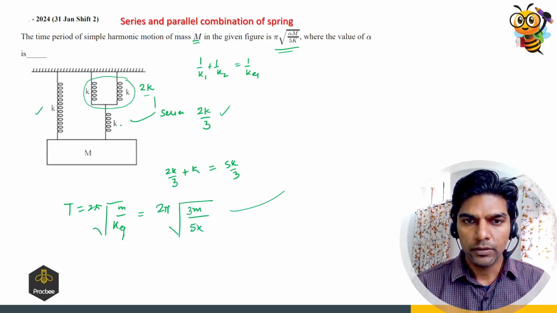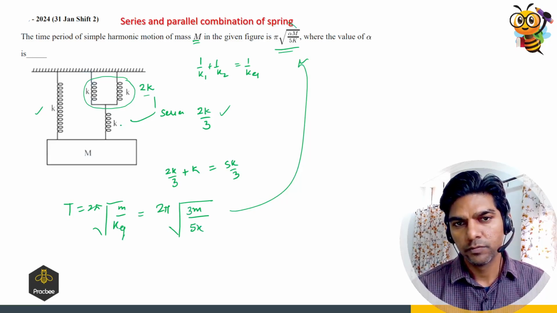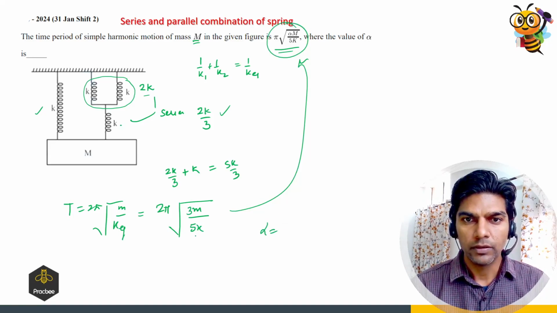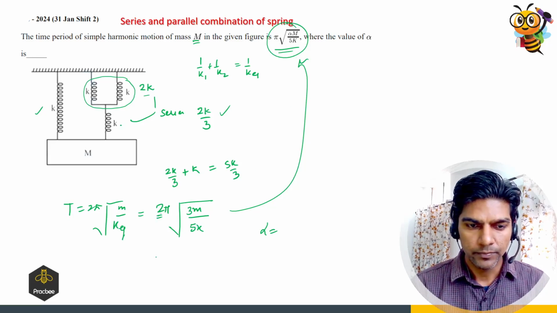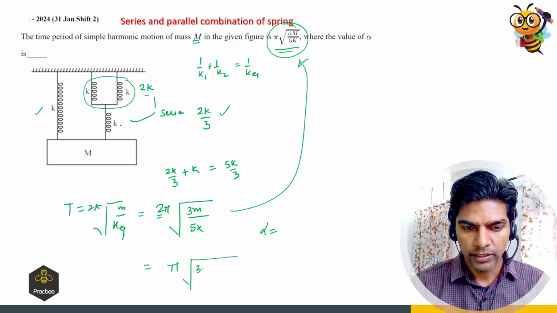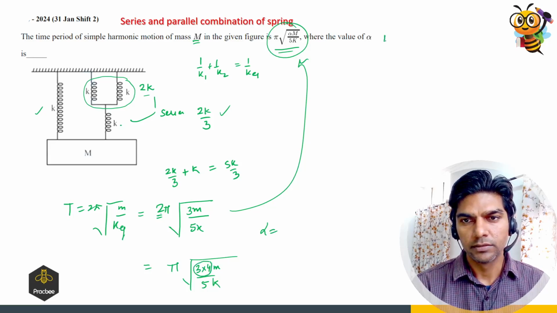So if we compare our result with this expression, alpha comes out to be, okay, it is 5 now, right? And there is a 2 also, right? So let us take this 2 inside. So this can be written as pi root of 3 times 4 m by 5k. So this is the alpha, right? 12. So 12 is the answer.